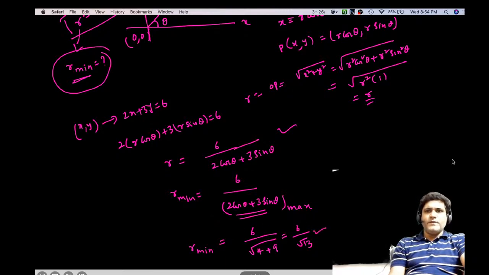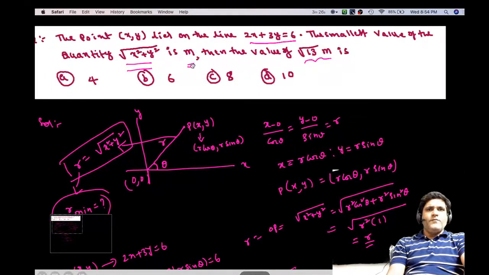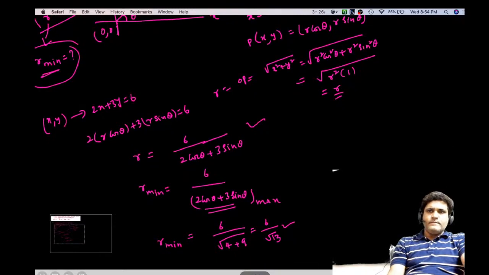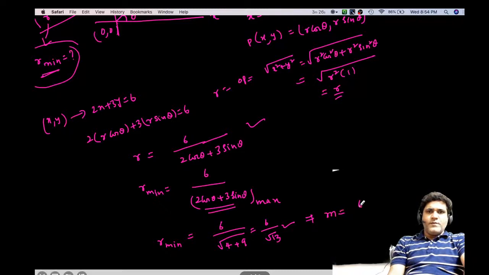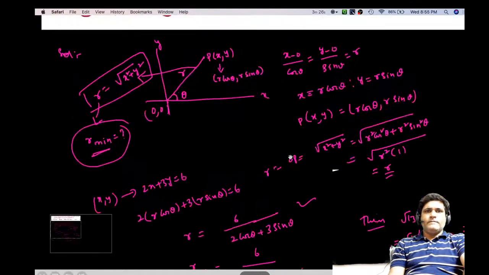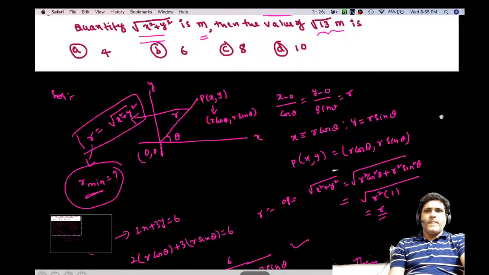But what is the question? If the minimum is m, then m we got as 6 by root 13. The question is root 13 times m. Therefore root 13 times m is root 13 into 6 by root 13. The root 13 cancels, and the answer is 6. So this is the solution for this question. The option is B.